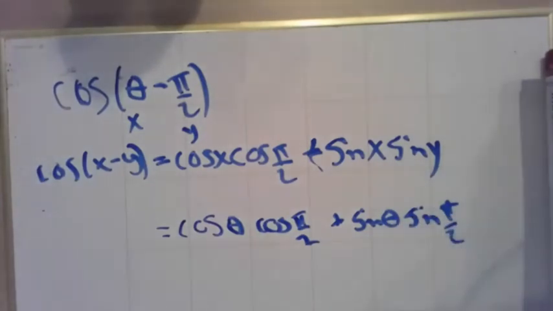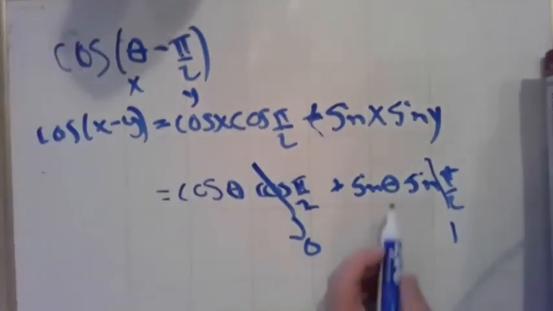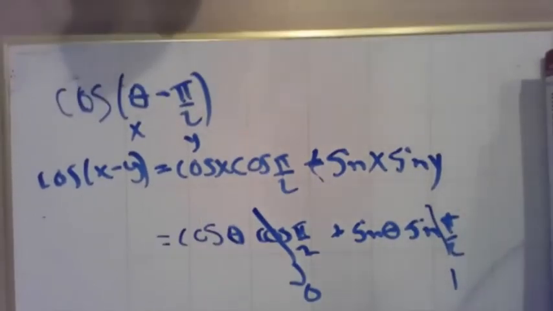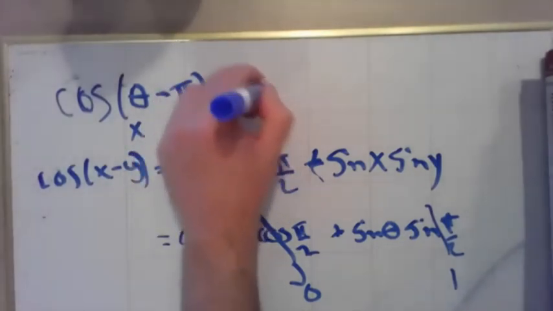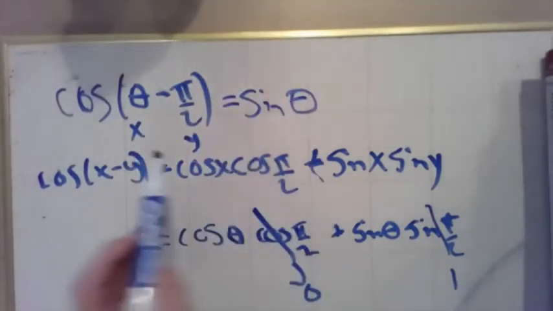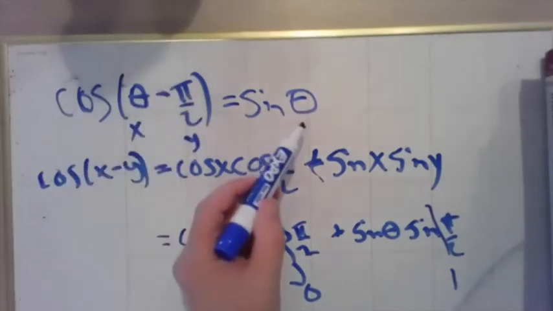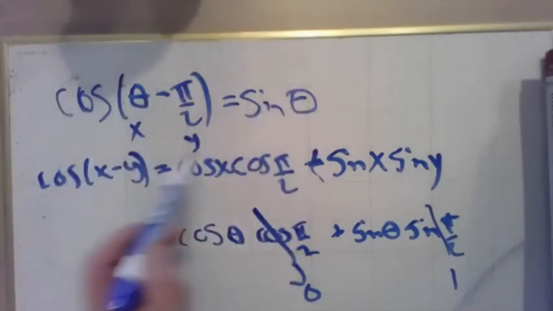But wait a minute, we know unit circle. Cosine of pi over 2 is 0. Sine of pi over 2 is 1. So 0 times anything is 0. Sine times 1 is sine. We just get sine of theta. So what we've proven here is that these are in fact co-functions. Sine of one angle is the cosine of the complement of that angle. Sine of 20 is cosine of 70. That's what this says.